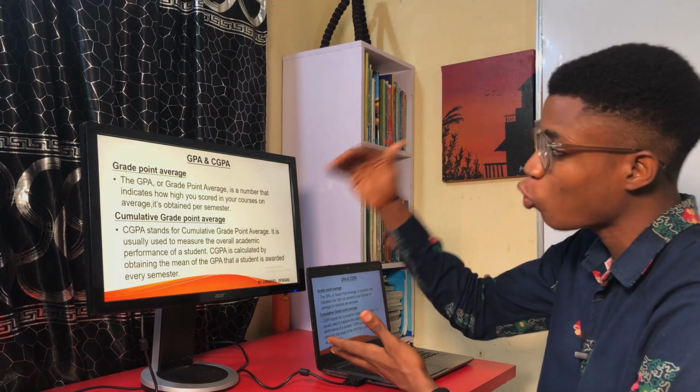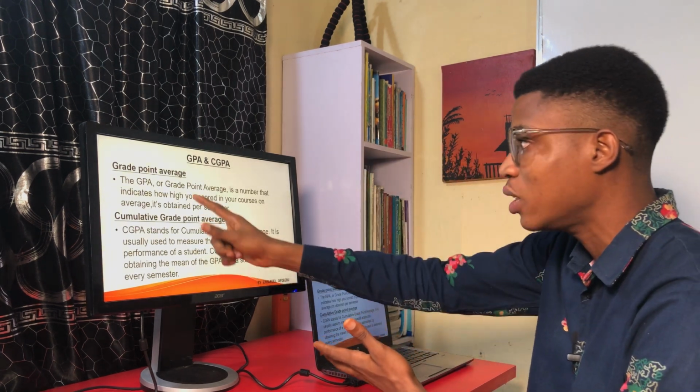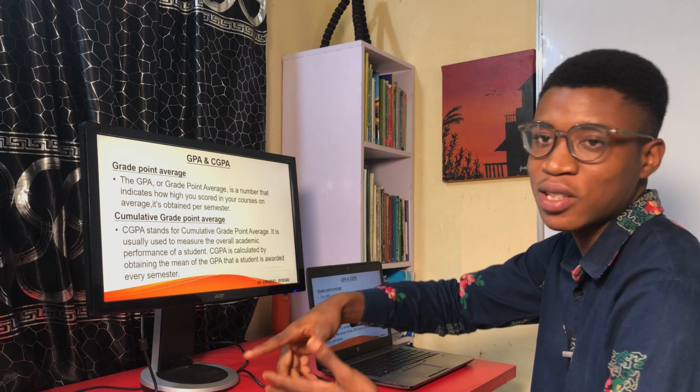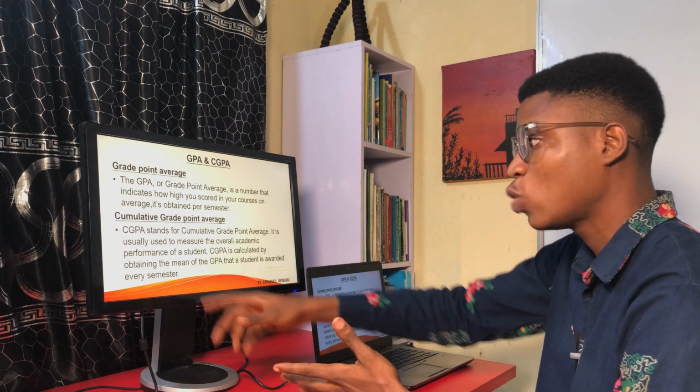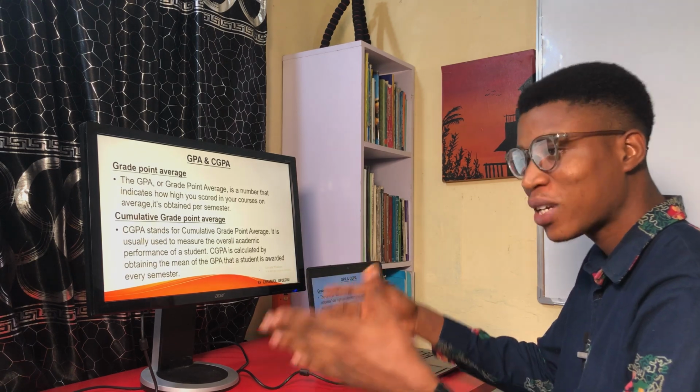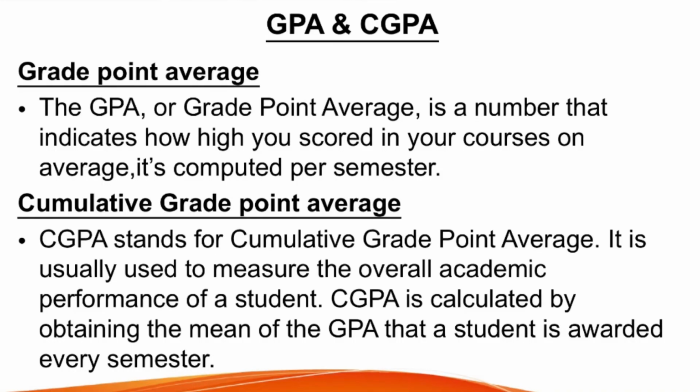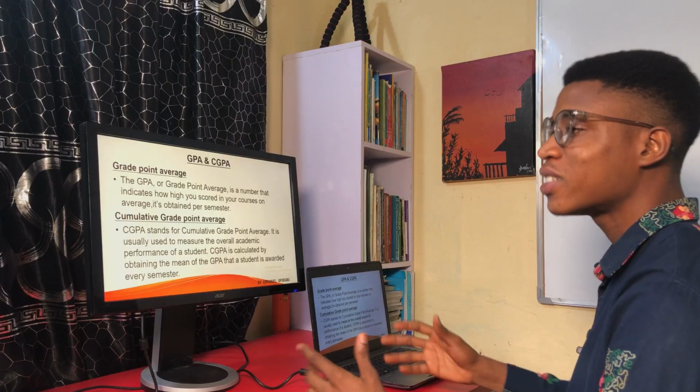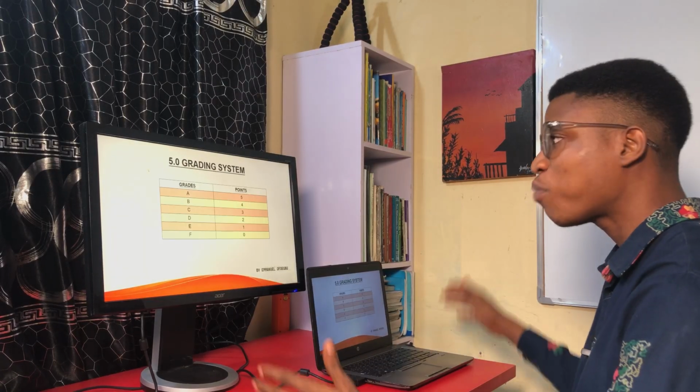So the first semester of your school you have a GPA. The second semester, completing 1 year in school, you have a CGPA because of what? It is the mean of what? 2 semesters, knowing that each semester has what? GPA.